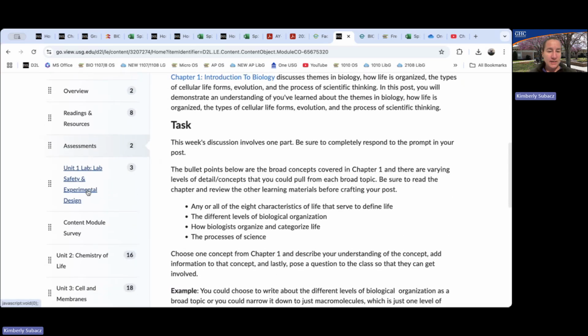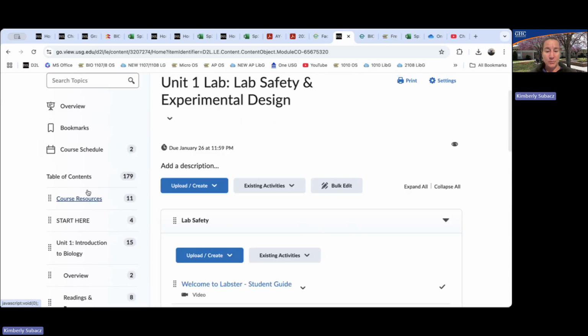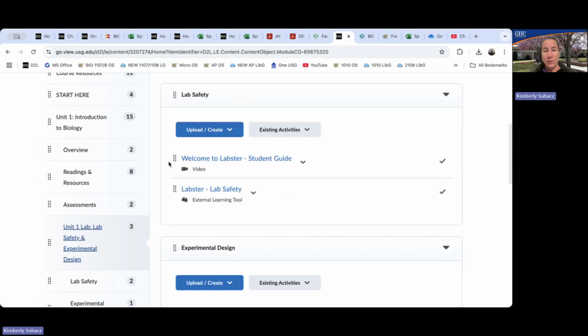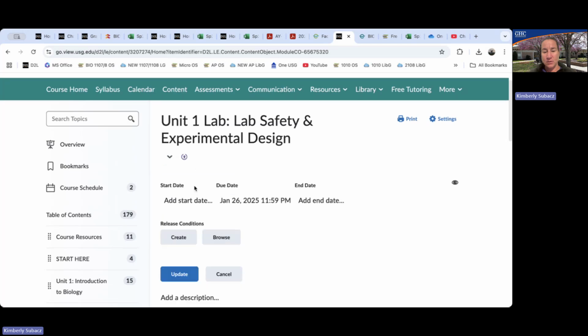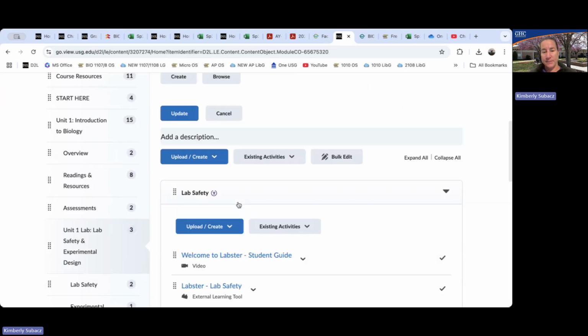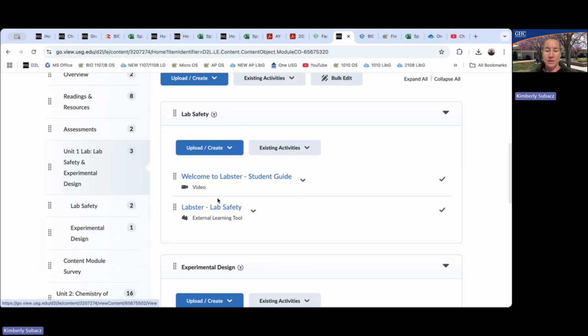Let's go to the very last stuff. So that's leaving lecture, and we're going to go into chapter 1's lab. Chapter 1's lab is due January 26th, the very first lab. And then you can see we have lab safety, and here's the link. Please don't try to go to Labster and somehow backdoor in.